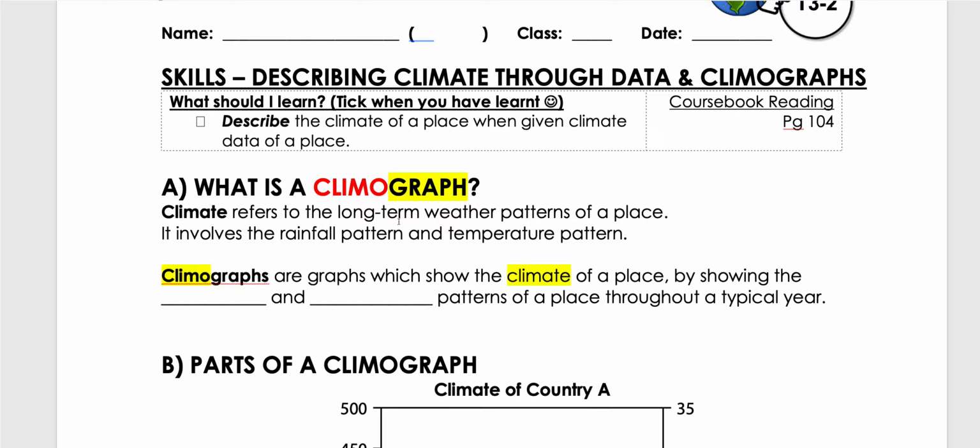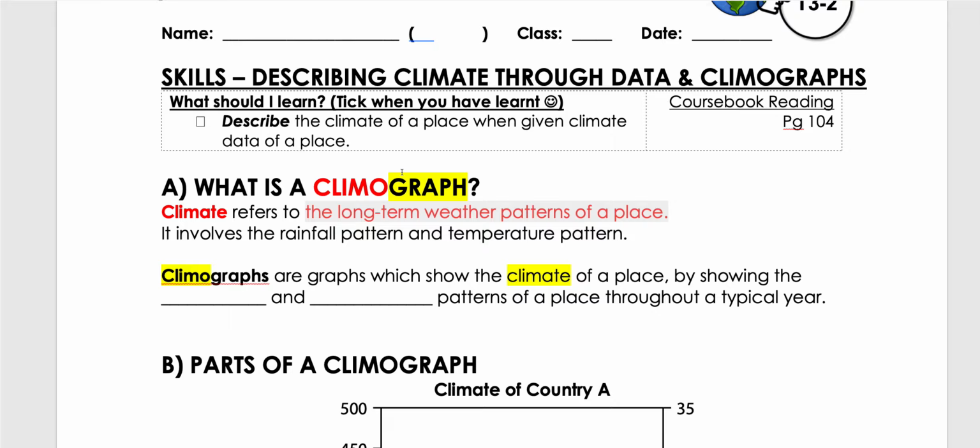Now, what is a climate? Climate refers to the long-term weather patterns of a place. So we are not looking at one day, or one month, or 5 hours, or one year. We are looking at over 30 years, many years.